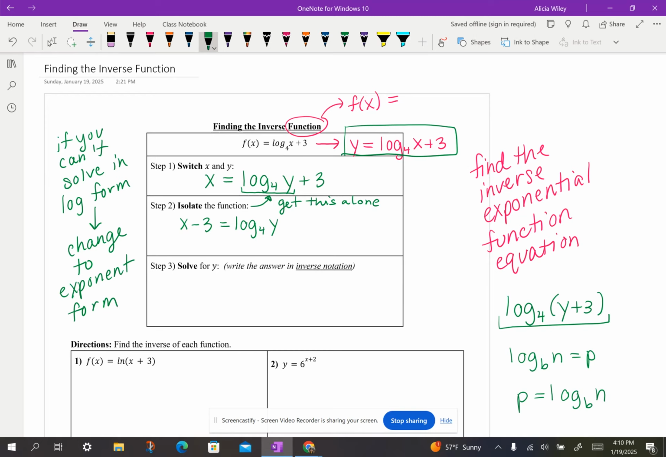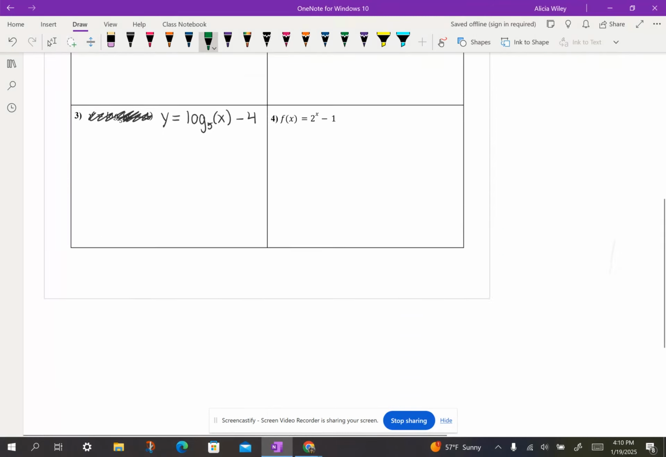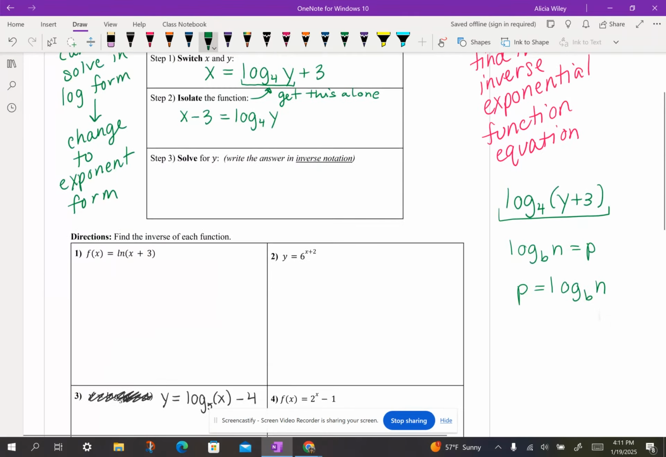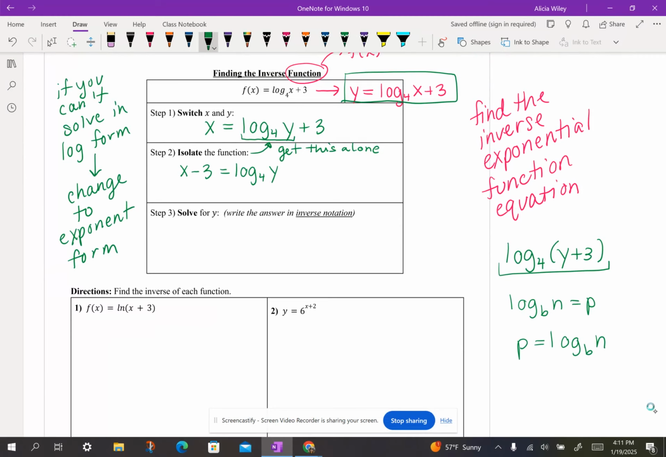And we've talked about what this change is a bunch of times. That is, if you can't solve it in this form, change it to base to a power equals a number. That's what we mean by if you can't solve it in log form, switch it to its inverse. Remember, the way we solve equations is we use inverses. You couldn't do anything with this plus 3, so you used its inverse of minus. I can't do anything with this log, so I'm going to change it to its inverse, which is exponential form.